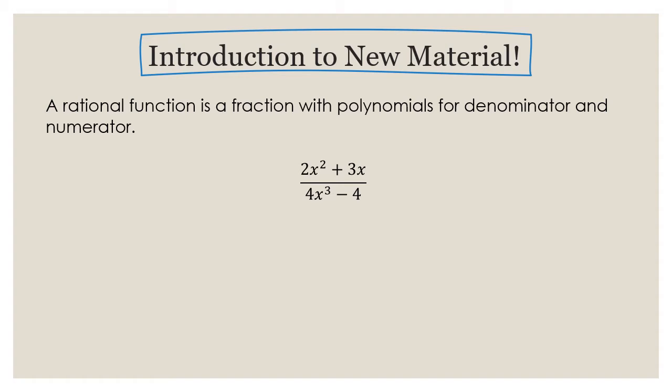So a rational function is a fraction with polynomials for the numerator and denominator. So here's an example of what one may look like. 2x squared plus 3x over 4x cubed minus 4. So it's combining polynomials into a fraction. But it could also have constants, like suppose 4 over x plus 3. That's also a rational function. Just anything with a fraction and a variable or polynomial in one part.